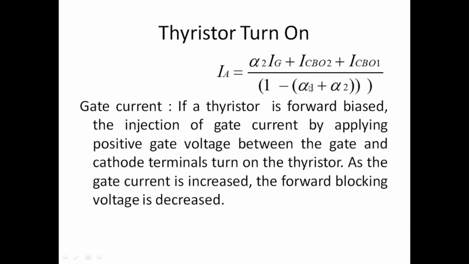the common base current gain of transistor 2, alpha 1 is the common base current gain of transistor 1. What is the formula for alpha? IC by IE. So any variation in any of these variables will increase or decrease the IA value. Now, the first method to turn on SCR is using gate current. We are supplying the gate current whenever we need to turn on the SCR.